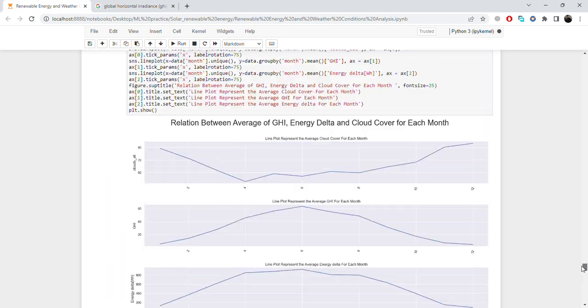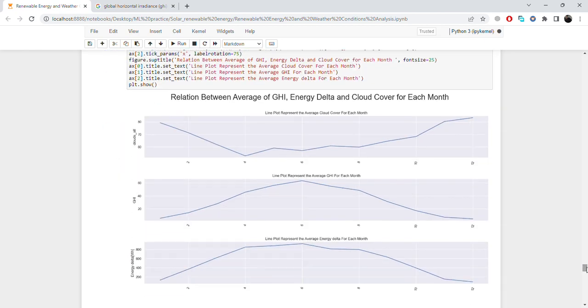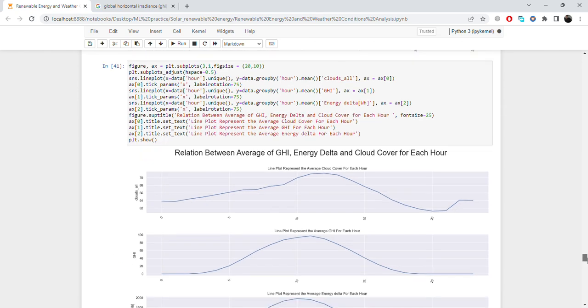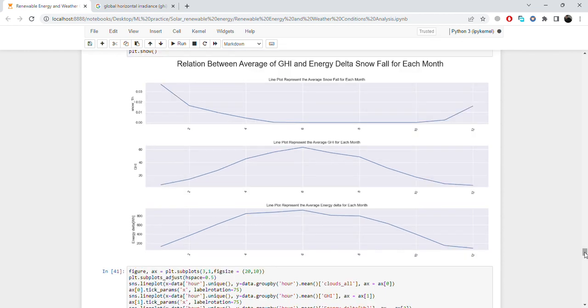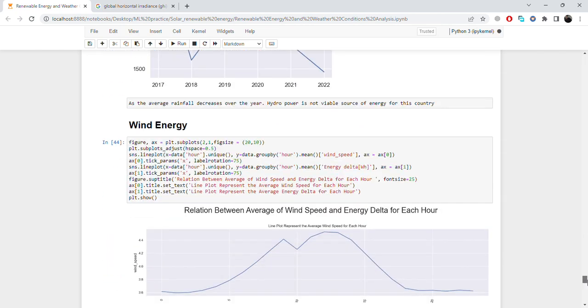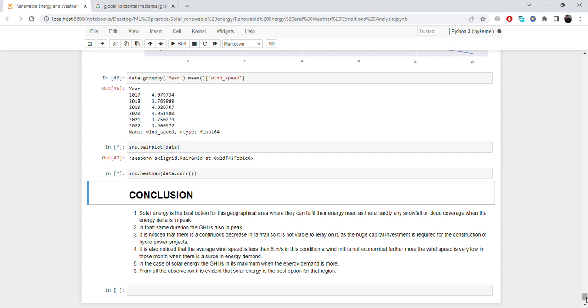As we already discussed here, when the energy delta is at peak, the cloud coverage is very low. When the energy delta is at peak, the GHI is high and there is very minimal snow. So this is a very good option. Now we'll go for the second analysis, the second conclusion: in that same duration, the GHI is higher.